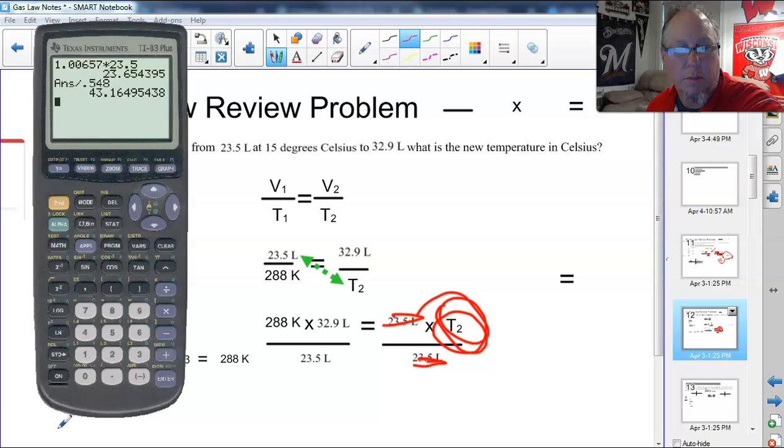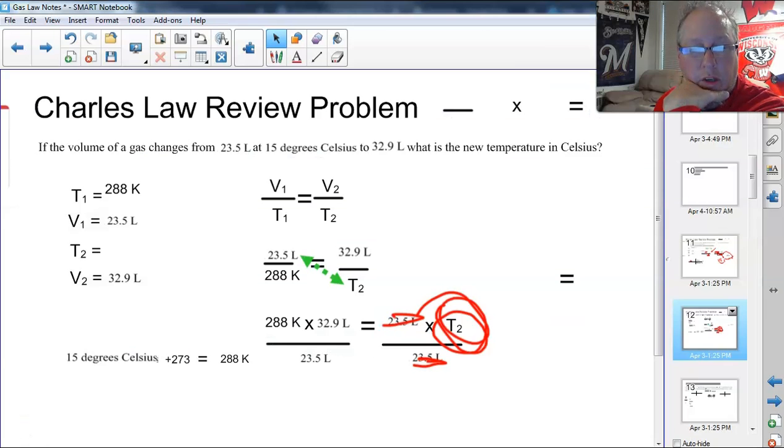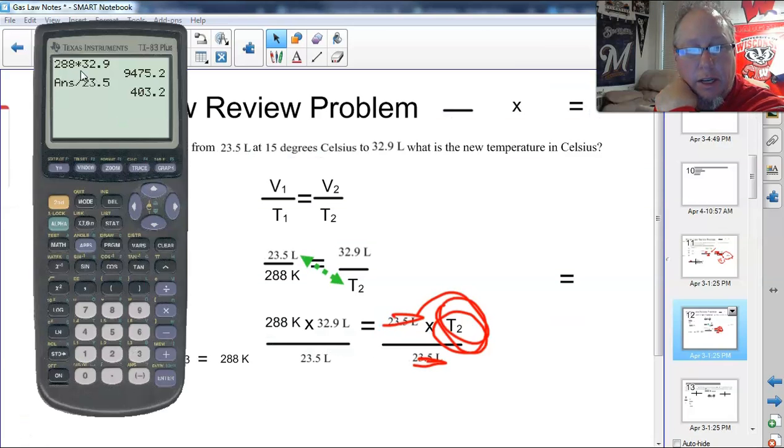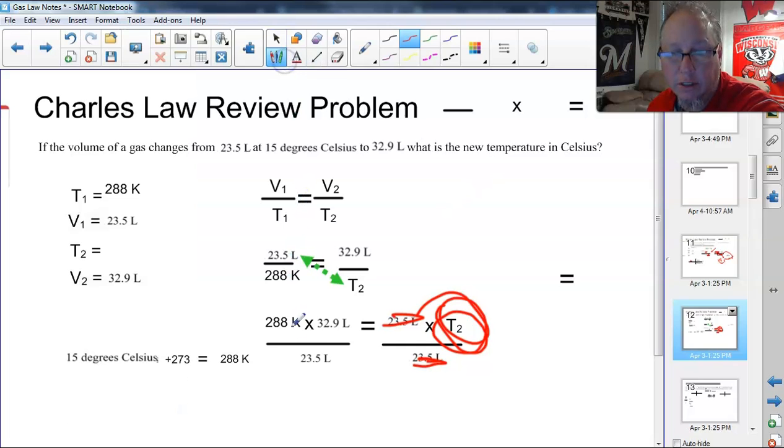So I'm going to punch those in on my calculator quick. When I punch in 288 times 32.9 and divide by 23.5, my final answer ended up being 403.2. But that's Kelvin. I know that's Kelvin because when I look at my problem, my liters cancel with liters, so my only unit left is kelvins.